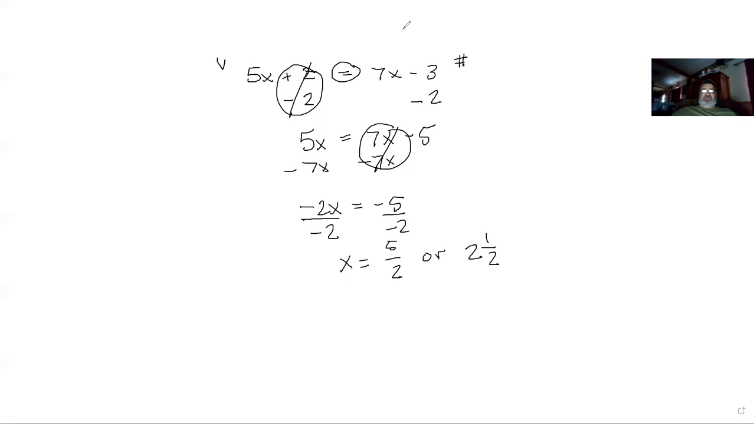So let's try one that is maybe a little more complicated. If we had, let's say, 3 times the quantity 2x minus 4 equals, let's say, negative 4 times the quantity x plus 3. Okay.